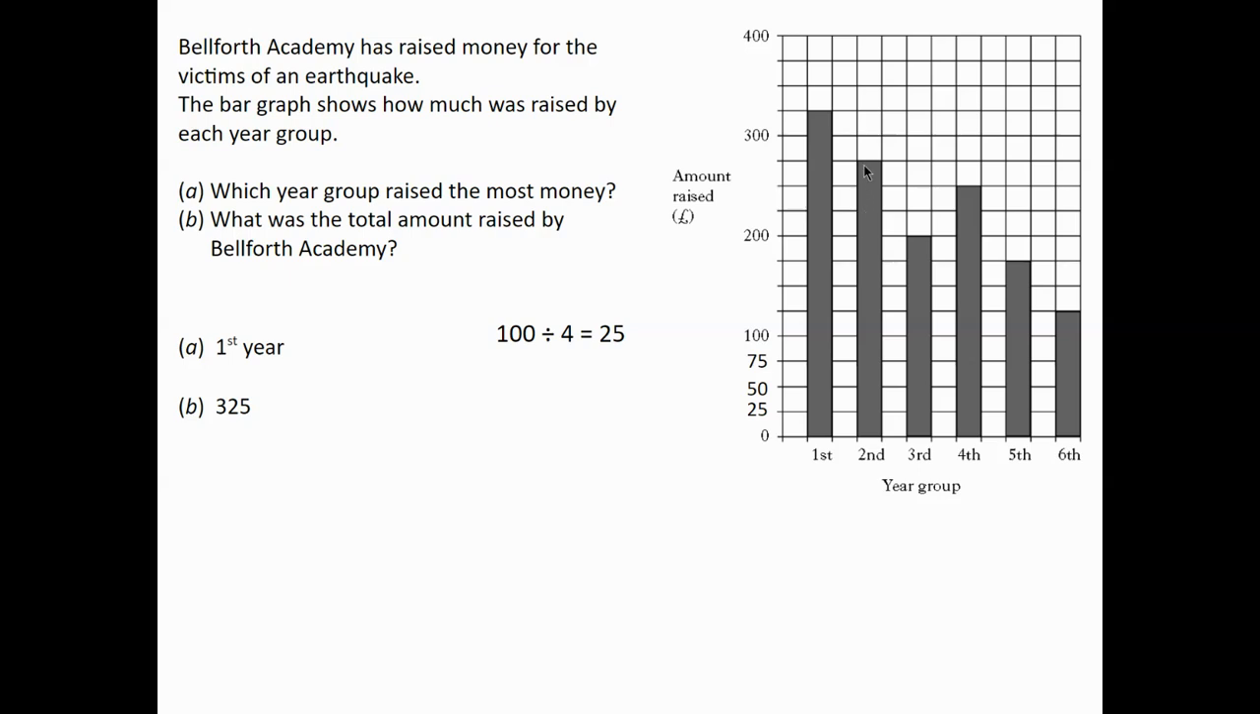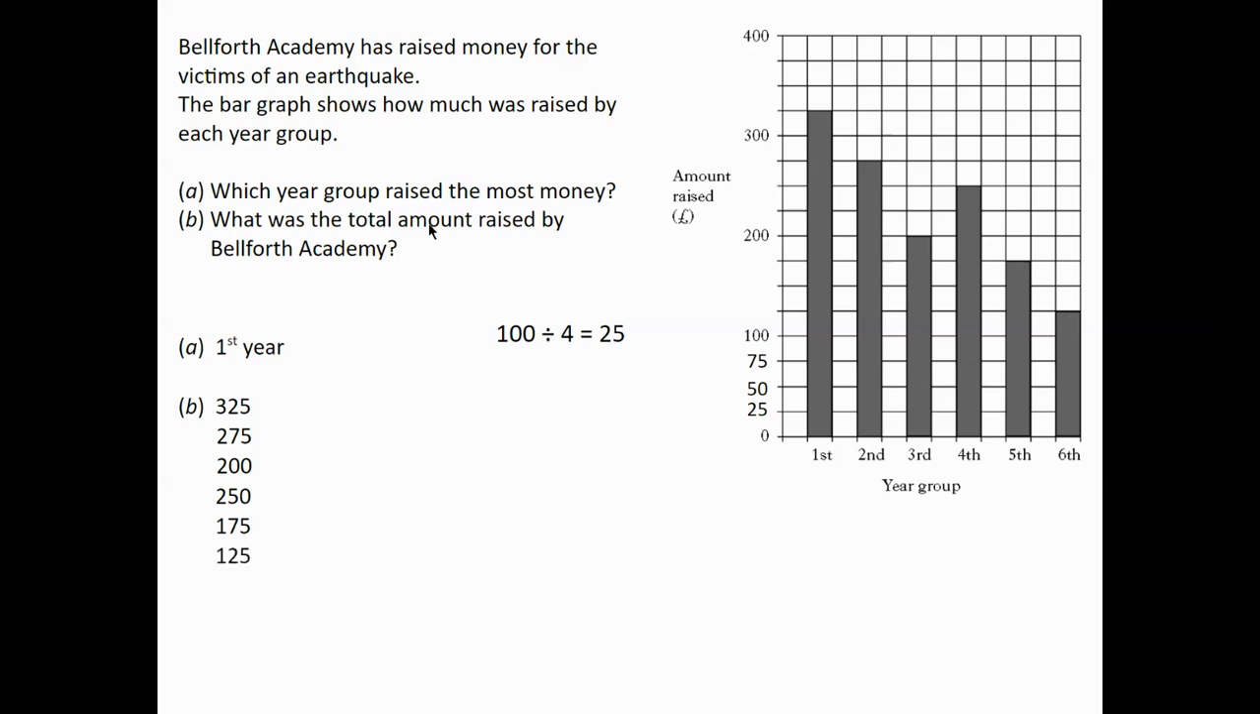Second year is either 1 square below 300, 25 below 300, or 3 squares above 200: 25, 50, 75. So it's 275. This one's right on the 200 mark. This one is 2 above 200, so 225, 250. This one is 3 above 100, or 1 below 200, so 25 below 200 is 175. And the last one, 1 square above 100, 125.